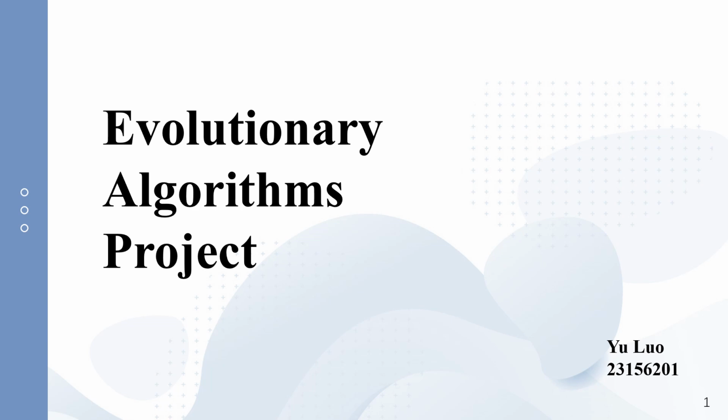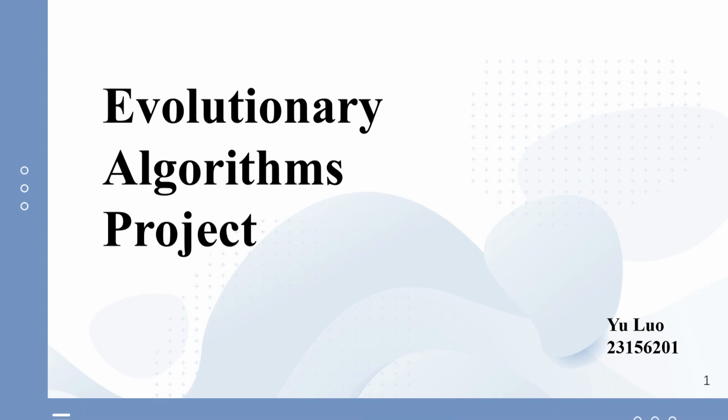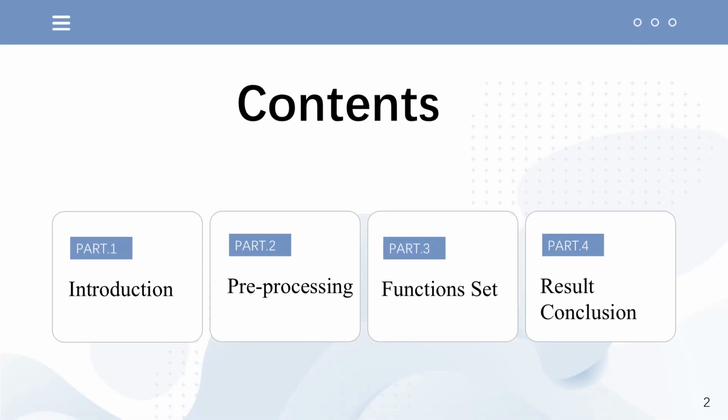I am Yuluo. My student number is 23156201. In this video, I will introduce the Evolutionary Algorithms Project with GP. I will introduce this project in 4 parts. Part 1, Introduction. Part 2, Preprocessing. Part 3, Function set. Part 4, Result and Conclusion.